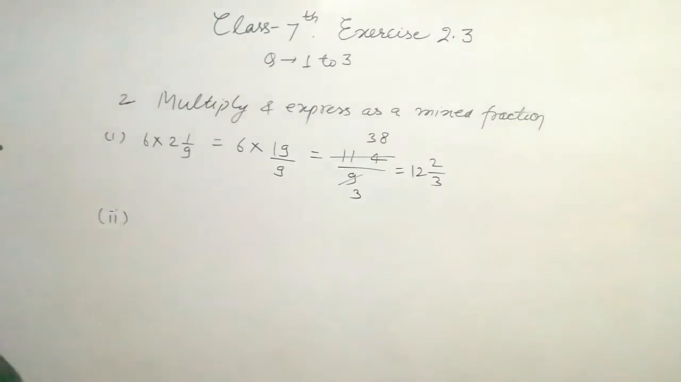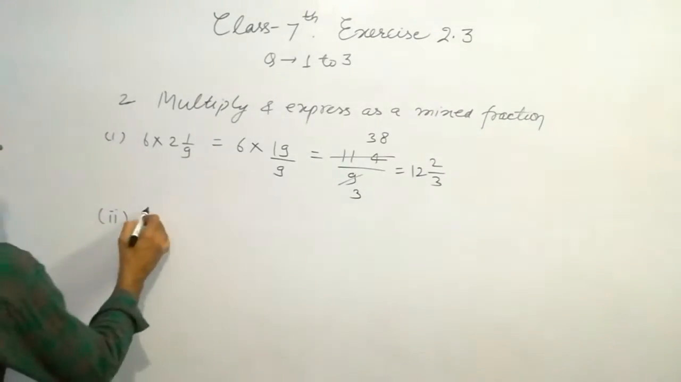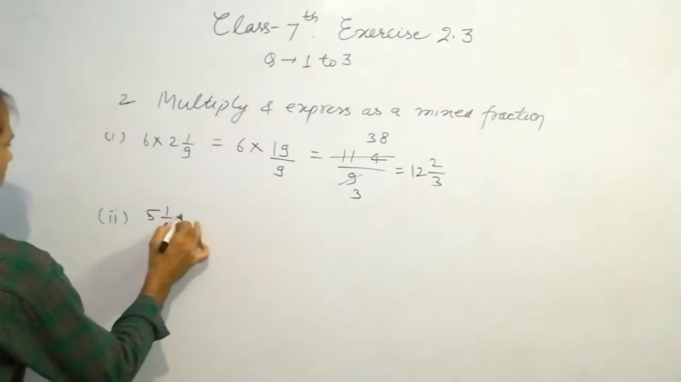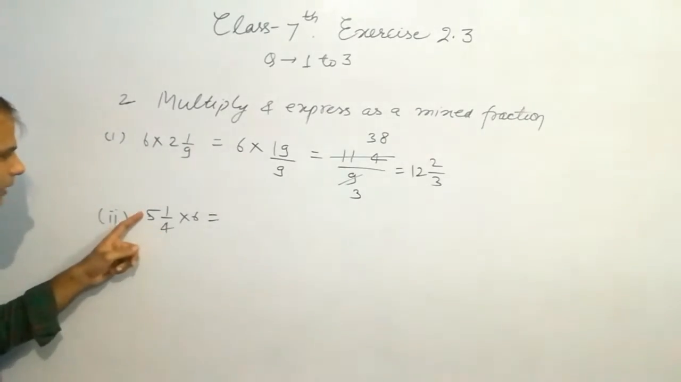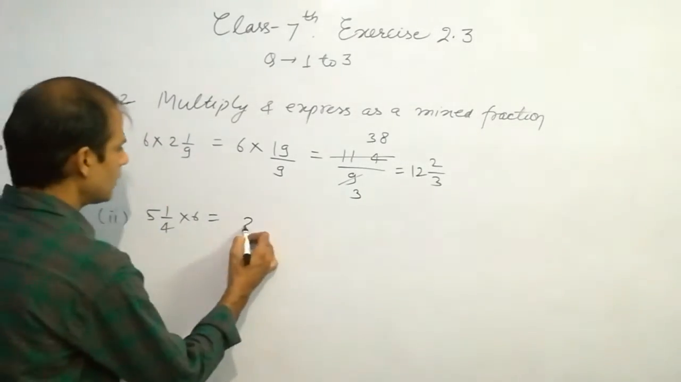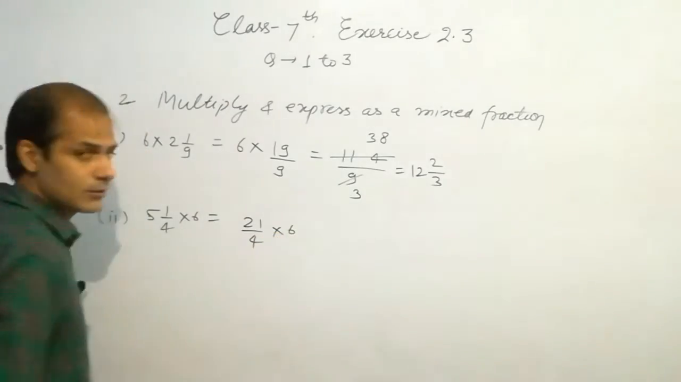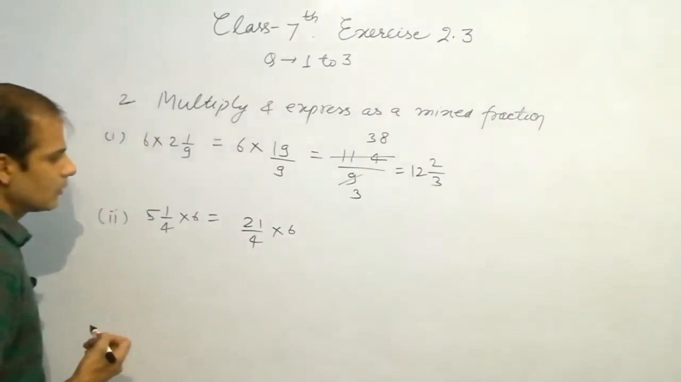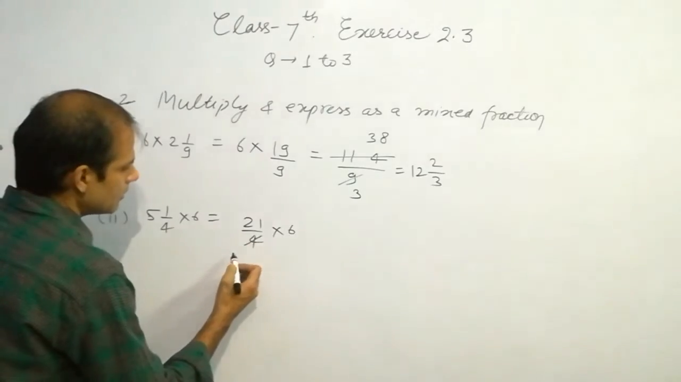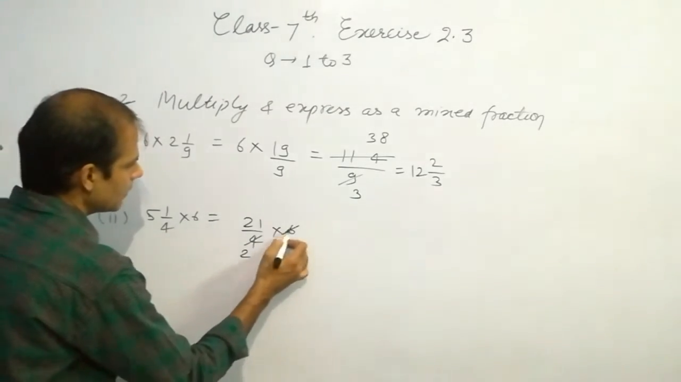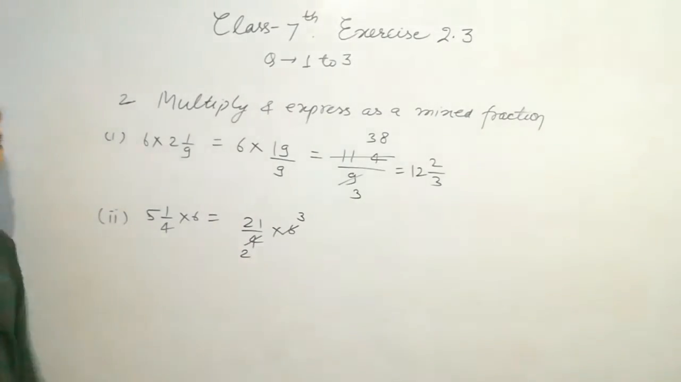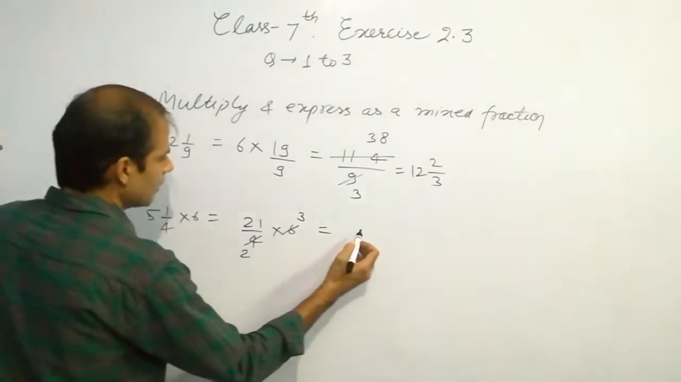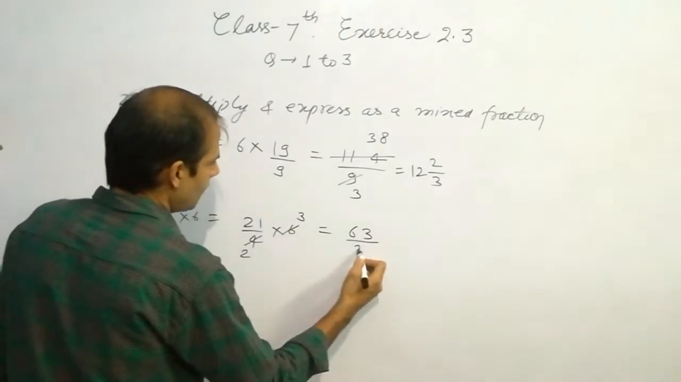Second part is 5 and 1 upon 4, 5 and 1 upon 4 into 6. Now convert this into improper fraction. 4 5s are 20, plus 1, 21, 21 upon 4 into 6. Okay, and you can see that these 4 and 6 can be divided by 2. Easily you can divide. 2 2s are 4, 2 3s are 6. Now 21 3s are 63 upon 2.